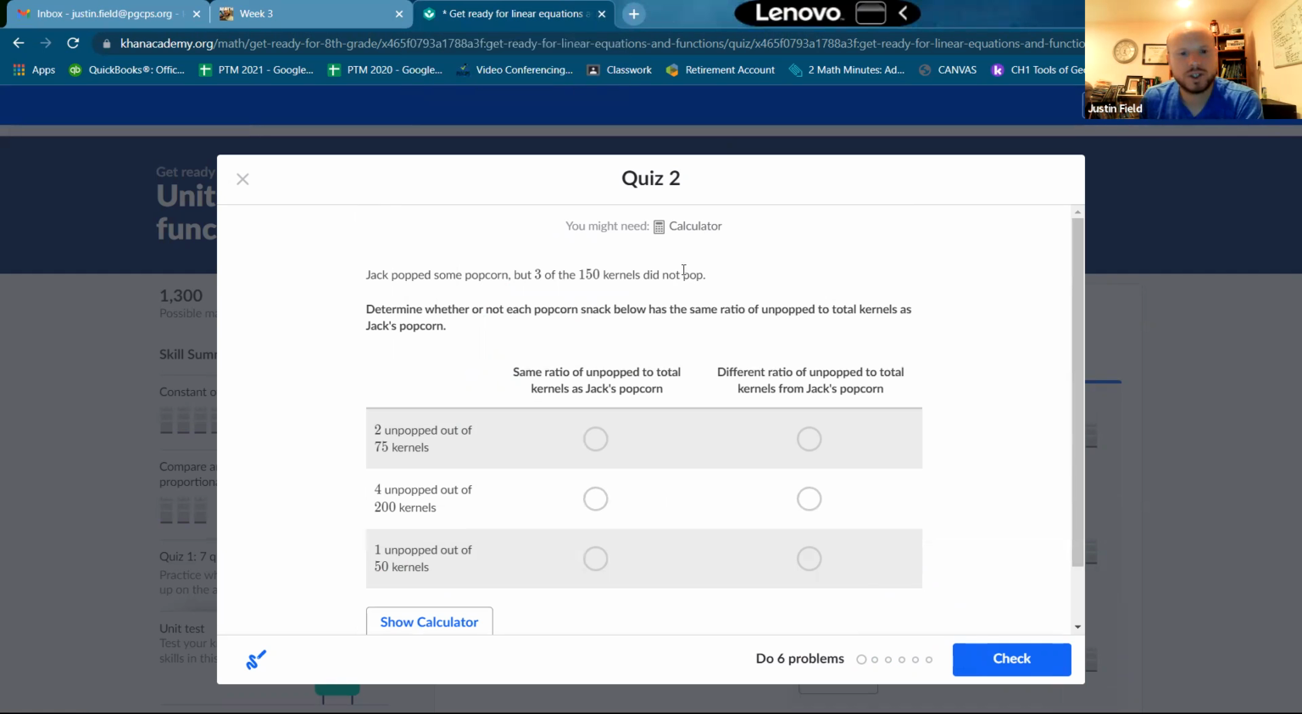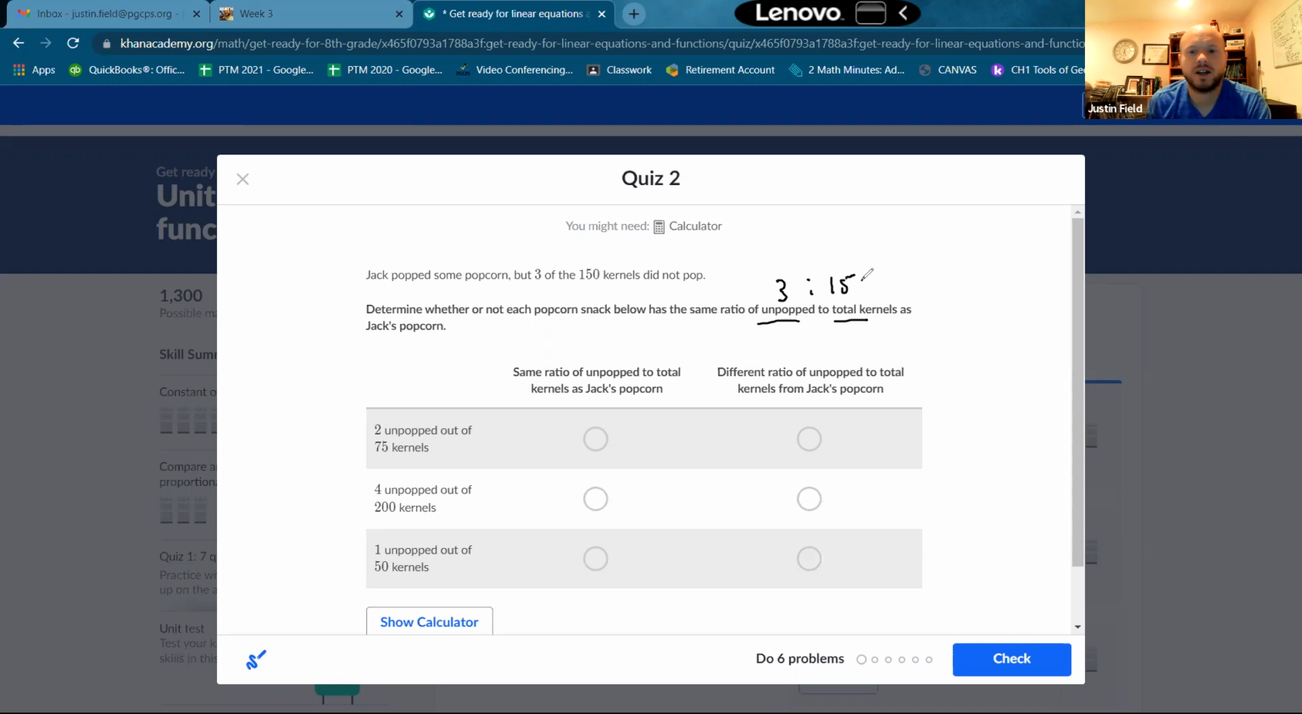Let's move on to quiz 2. Jack popped some popcorn, but 3 of the 150 kernels did not pop. That's pretty good. Determine whether or not each popcorn snack below has the same ratio of unpopped to the total kernels as Jack's popcorn. Well, all right. So the ratio is unpopped to total. So Jack's unpopped is 3 to 153. You notice what I did there? Oh my. 3 of the 150. Wait.